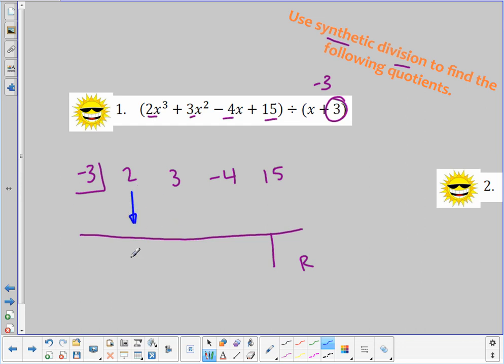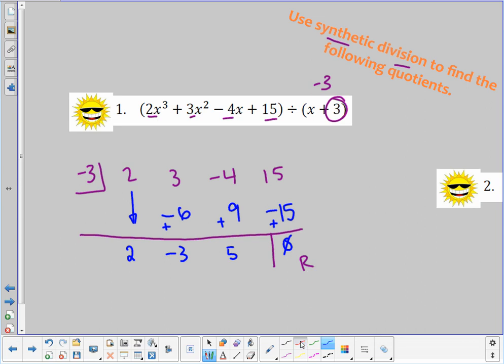The 2 comes straight down. Then take the divisor that you have out here and multiply. Negative 3 times 2 is negative 6. Add those together. 3 and negative 6 is negative 3. Do it again. Negative 3 times negative 3 is positive 9. Add those together. Negative 4 and 9 is 5. Do it again. Negative 3 times 5 is negative 15. Add those together. And again, I have no remainder.